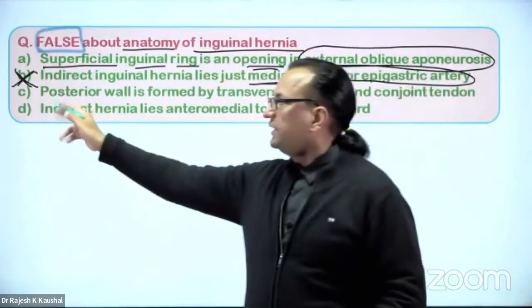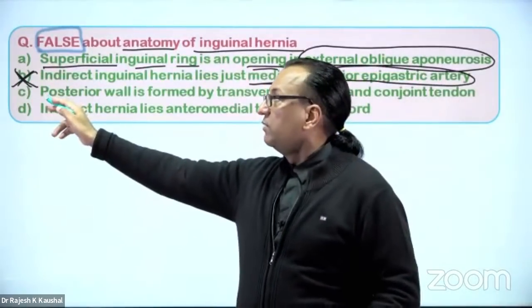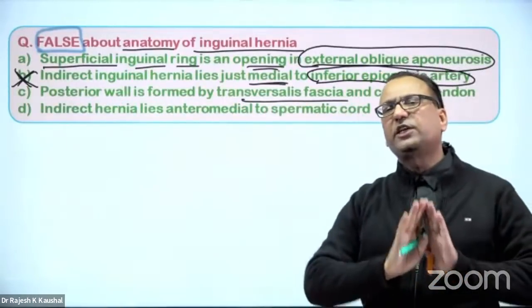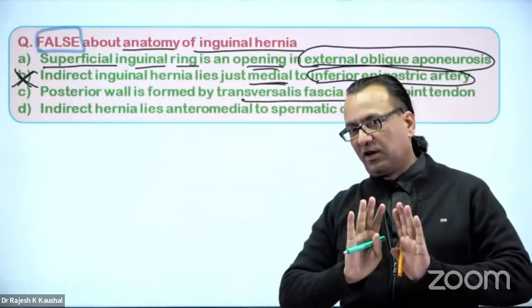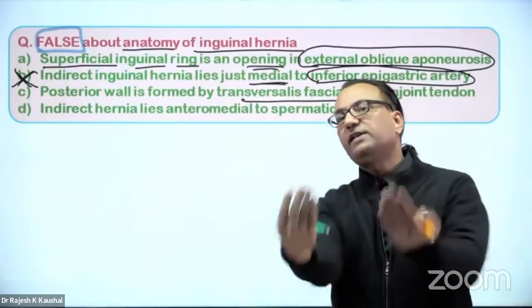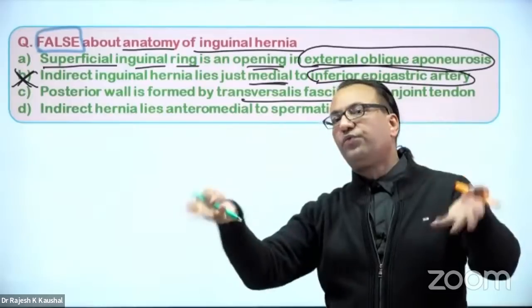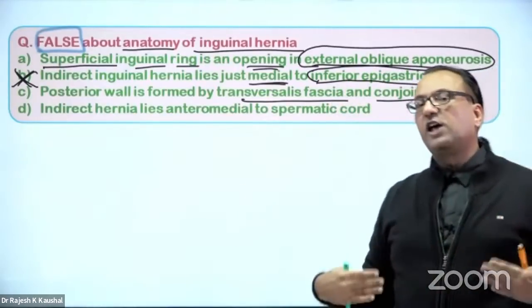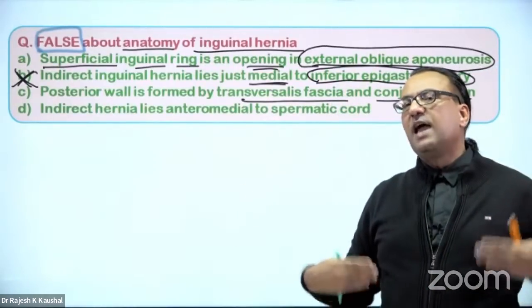So you mean to say C and D are okay? Yes. Why? Because the posterior wall is formed by transversalis fascia. Transversalis fascia is always posterior, like the external oblique muscle is always anterior. They don't form the roof or anything like that. And conjoint tendon, what is that? Two muscles, transversus abdominis and internal oblique.